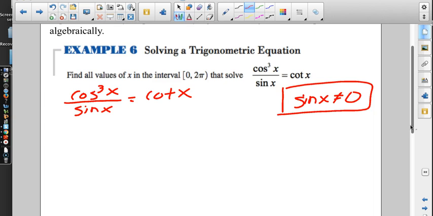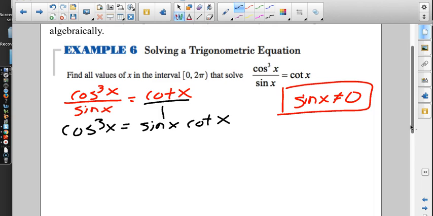So this looks a lot like a proportion. And we're supposed to solve these algebraically, so I think I'm going to slap a 1 under there. And I'll just cross multiply. So cosine cubed x equals sine of x cotangent of x. Well, when we solve in algebra, we try to set it equal to 0 and find the zeros. I'll give that a try. Let me subtract this from both sides. Okay. Looks like so.